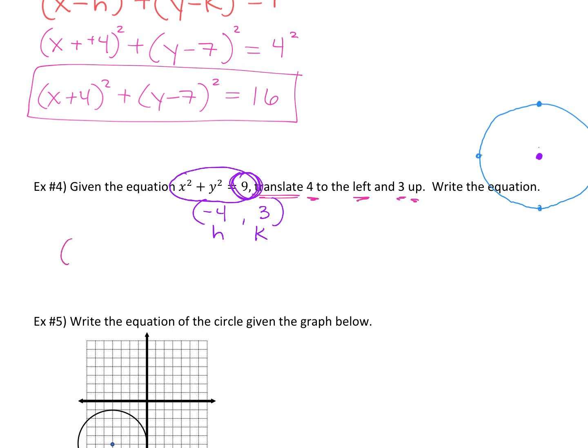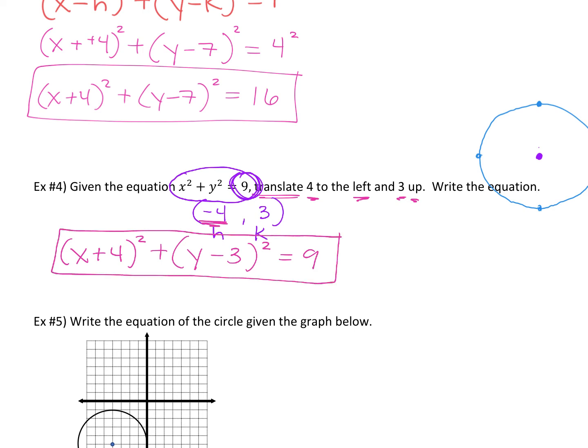So it's going to be x plus 4 minus a -4 squared plus y minus 3 squared equals our same radius squared because we just slid it over. We didn't change the size of the circle. We just slid it. We translated it to a new place. Questions on that?